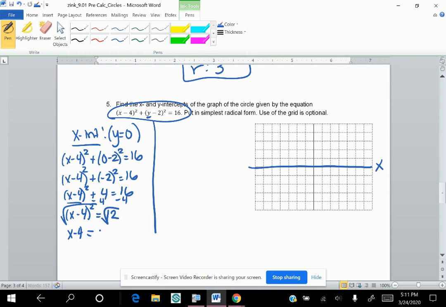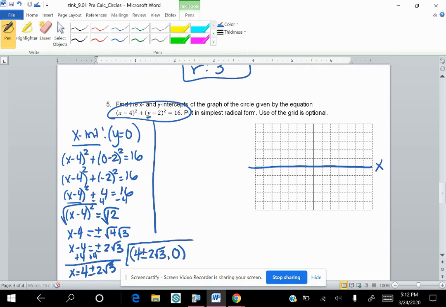Anytime I take the square root, I need to remember plus or minus. While I'm at it here, I might as well put this into simplest radical form. Largest perfect square I can take from 12 is 4. 4 times 3, so now I have x minus 4 equals plus or minus 2 rad 3. And I just need to add 4 over to both sides. You always want to write that 4 first. So 4 plus or minus 2 rad 3. So there are 2 different x-intercepts, and when you write intercepts, they should be written as ordered pairs. So 4 plus 2 rad 3, 4 minus 2 rad 3, and the y-coordinate is 0. So those are your x-intercepts.